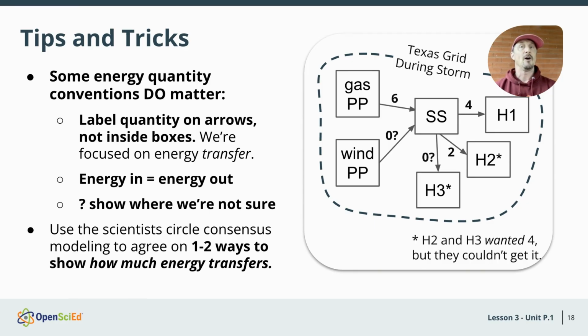Some energy quantity conventions really do matter. So when you're agreeing on how to show how much energy goes where, it's important to label the quantity on the arrows, not on the boxes, because we're focused on energy transfer. And it's important that energy into a component is equal to energy out of that component. So in this case, we see 6 energy units going into the substation and 6 coming out. Note, we will often use these energy transfer models to identify where we have questions and where we want to investigate more. So keep using question marks for this purpose.